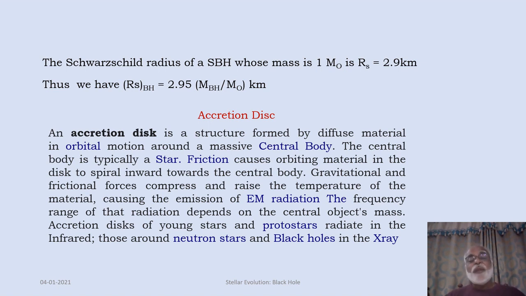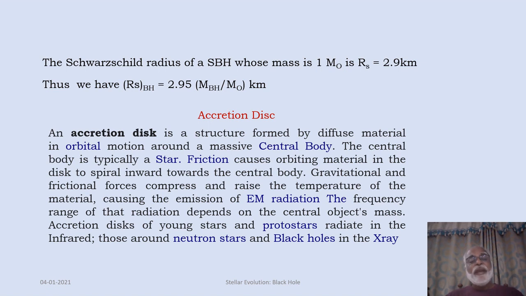So incidentally, this is quite useful because one can write a simple formula for calculating the Schwarzschild radius of any black hole in terms of its mass. That's given by this expression: Rs of a black hole is equal to 3 kilometers times the mass of the black hole divided by the mass of the sun. So as a simple calculation, suppose I have a black hole whose mass is 6 solar masses. What would be its Schwarzschild radius?